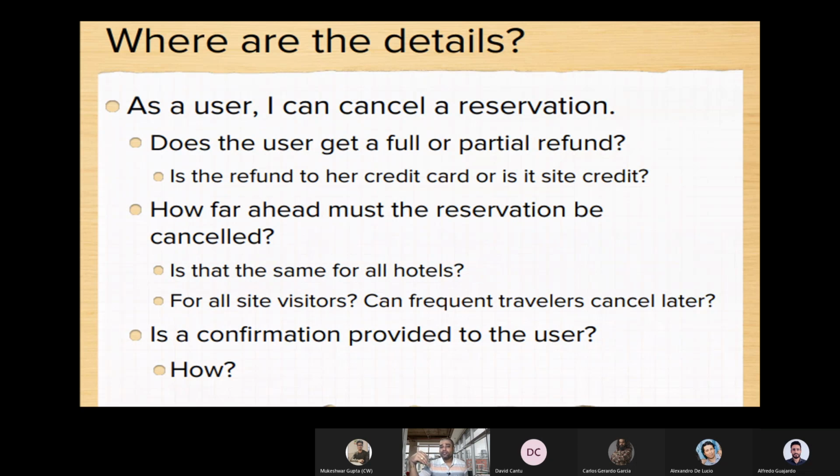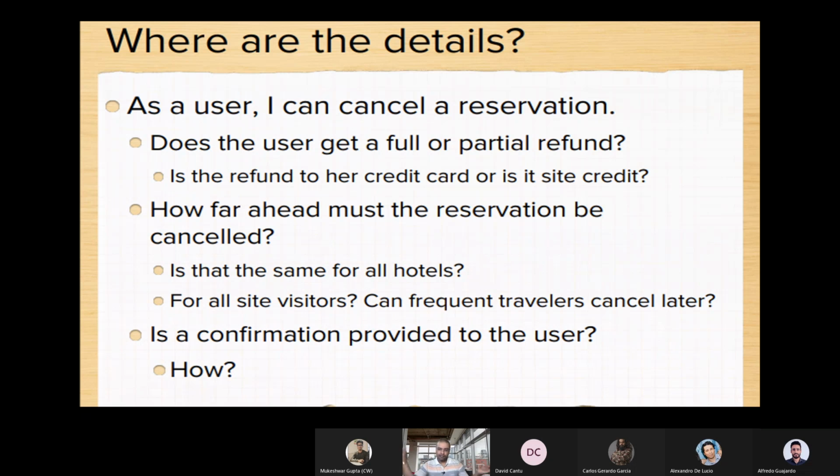So as a user, I can cancel a reservation. This cancellation feature can be a big epic, and then you may have these 3 bullet points which you are seeing. Does the user get a full or partial refund? So full and partial refund can be one story, and then you can have a task. How far ahead must the reservation be cancelled? So that is another question. Is that the same for all hotels?